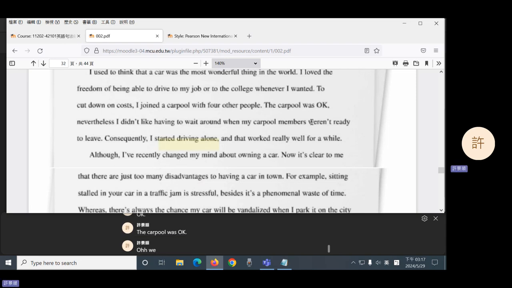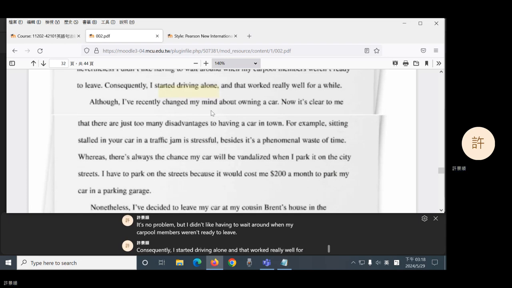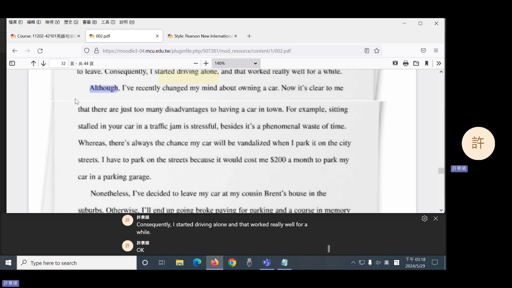We can't change punctuation. Okay, so this should be changed. Again, I would change it to but. But is a great word. We can use it a lot. It's no problem. But I didn't like having to wait around when my carpool members weren't ready to leave. Consequently, I started driving alone, and that worked really well for a while. Okay, so this should be however, again. Should it be however?